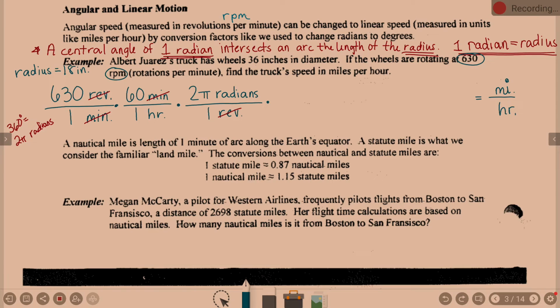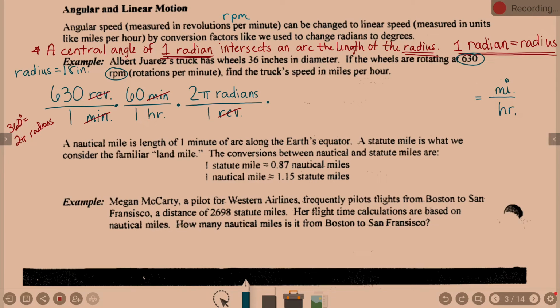Okay, miles per hour. Here's the deal. This is our jump at this point. This is where, my red starred comment from up above, we're going to jump and get to something that you guys can work with. A central angle of 1 radian. What are we in right now? Radians. A central angle of 1 radian intersects an arc the length of the radius. So that says that 1 radian is always going to be equal to whatever the radius is.